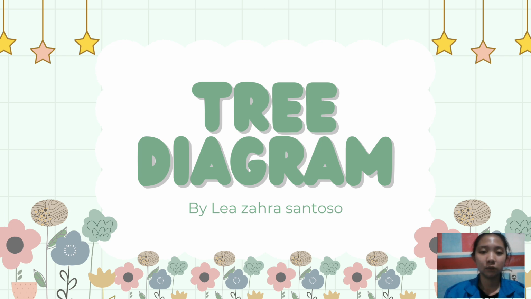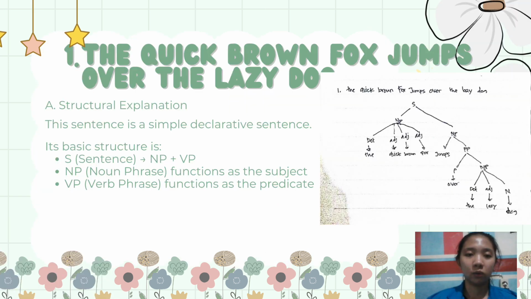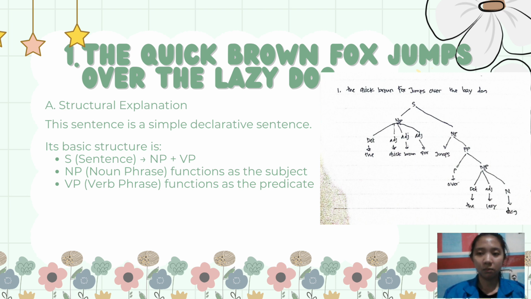And now I want to present three diagrams. Let's get started. The first sentence is, the quick brown fox jumps over the lazy dog. This sentence is a simple declarative sentence. That means it is a normal sentence that gives information.